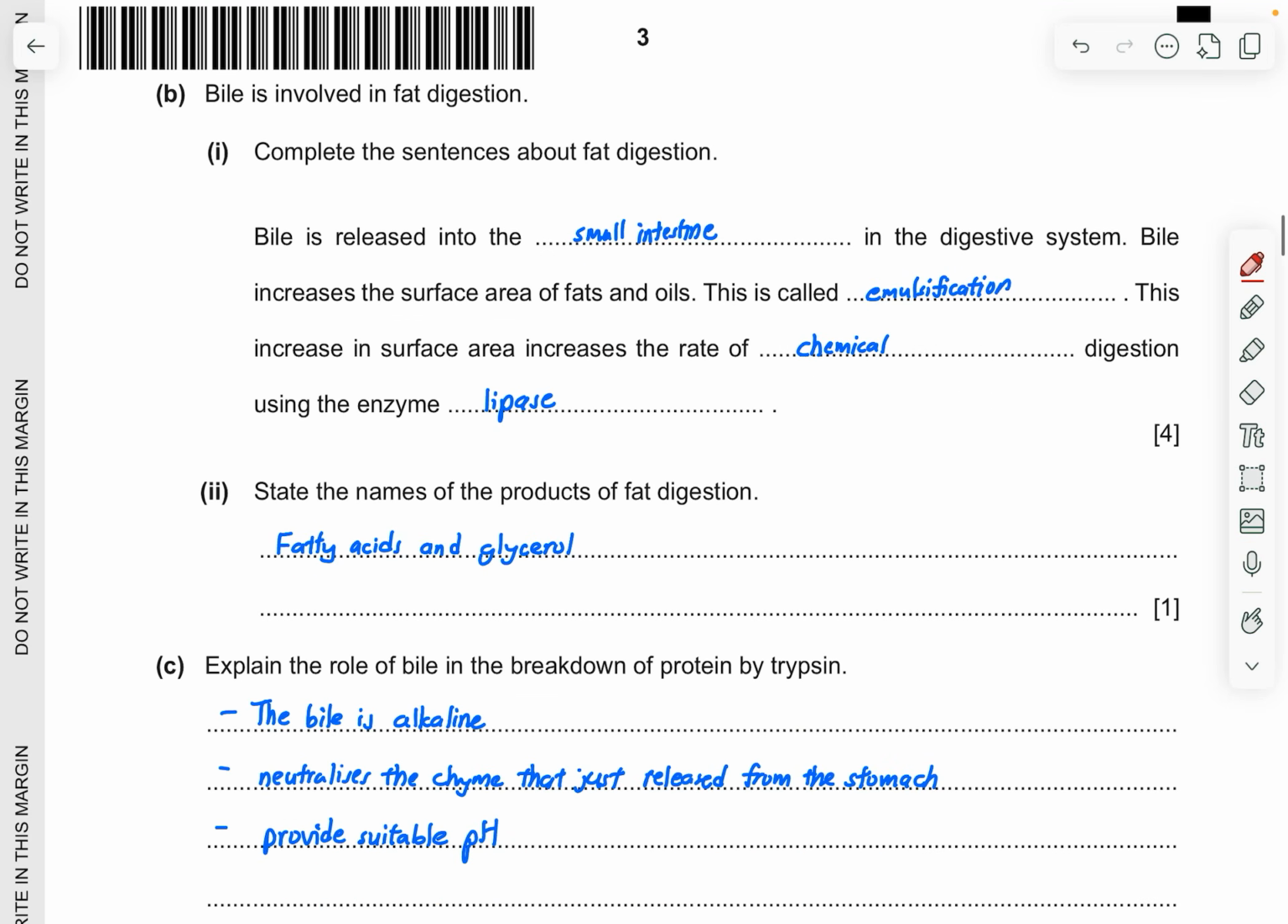State the name of the products of fat digestion. So what are the two things after fat has been broken down with lipase? You can expect fatty acids and glycerol.